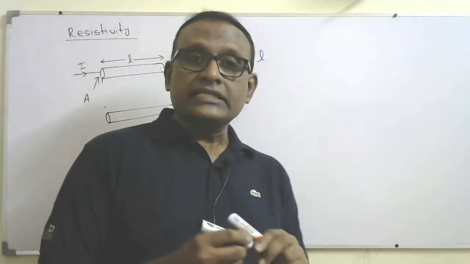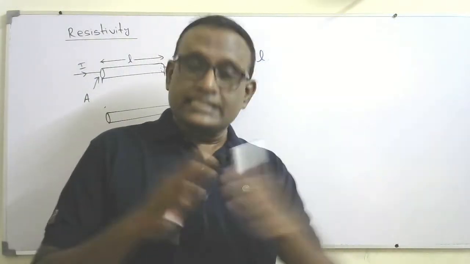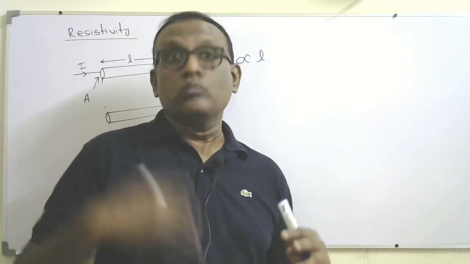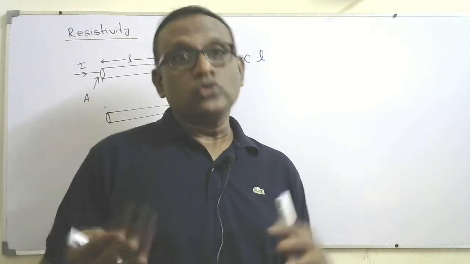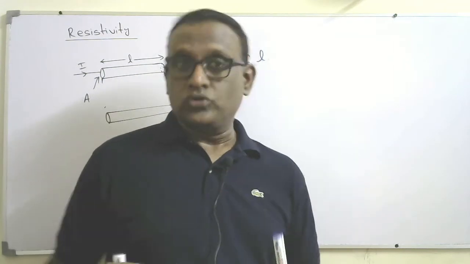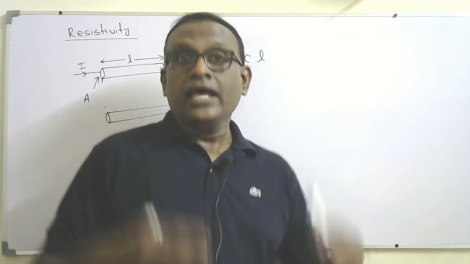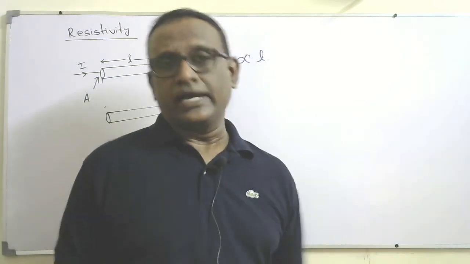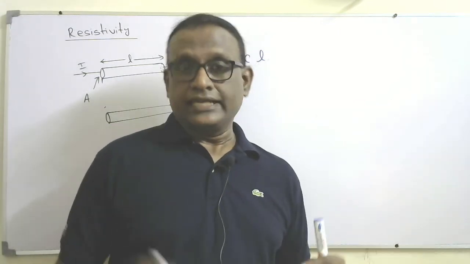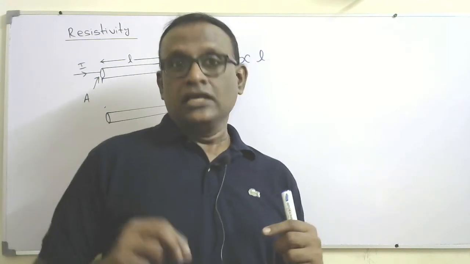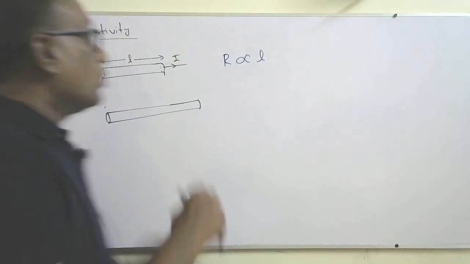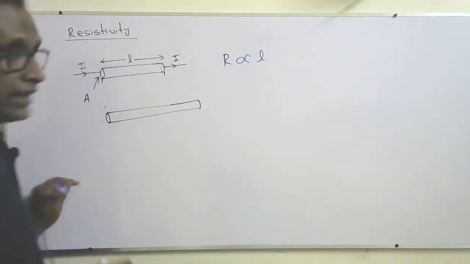Why? When electrons flow through a longer distance, they will have more collisions with the atoms. So more work should be done to overcome the opposing force. So the larger the length, the greater the resistance. You learned that in IGCSE also: when the length of a wire increases, resistance will increase because there will be more collisions for the electrons to overcome when they travel through a longer distance. So R is directly proportional to L.